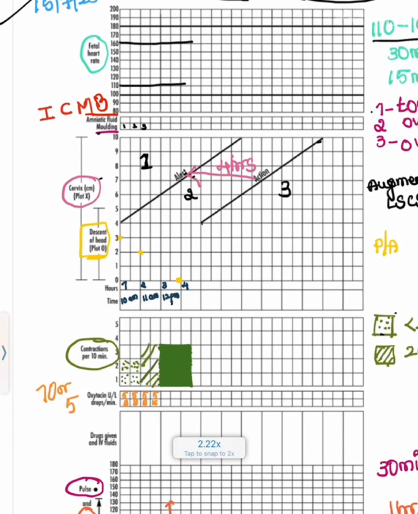Then comes the marking of the amniotic fluid. If the membranes are intact, we'll mark it as I. If the membranes are ruptured and it is clear, we'll mark it as C. If it is meconium stained, we'll mark it as M. And if it is blood stained, we'll mark it as B.